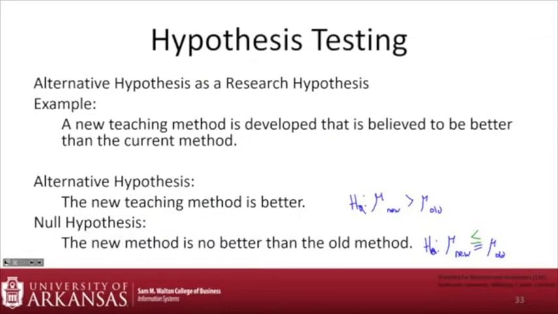Yes? Are the null and alternative hypotheses opposites? Is there a reason why I wanted the alternative over the null? So the null is always the one that has the equal sign in it. Does that help? Does that answer your question? Okay. So the null is always the one with the equals in it. So let's try a different one.